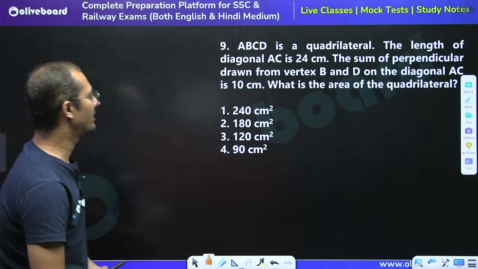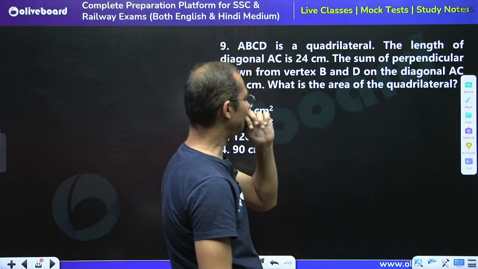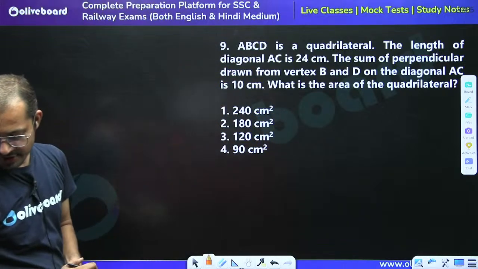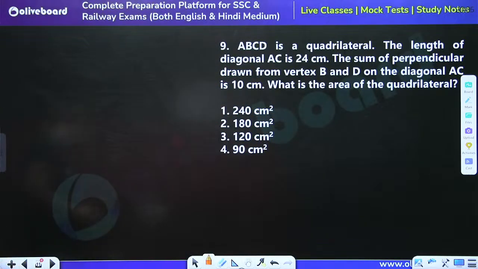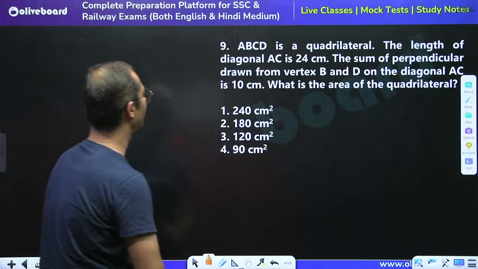Third part is the right answer. Okay. Moving to next question. Now tell me what is the answer for this.